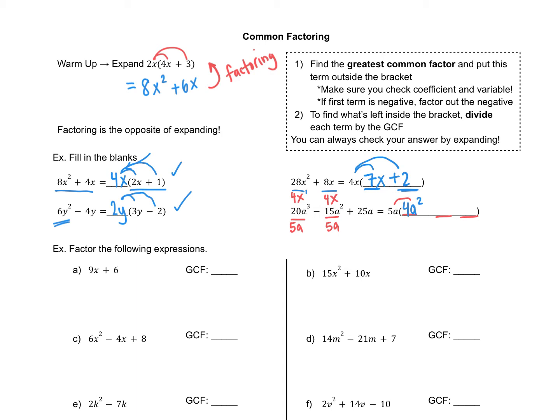So negative 15 divided by 5 is negative 3. And then a squared divided by a. I have 2 a's on top, 1 on the bottom, so there's only 1 left over when I subtract. And then finally, 25a divided by 5a. The a's cancel out, but 25 divided by 5 is positive 5. And there we have it.